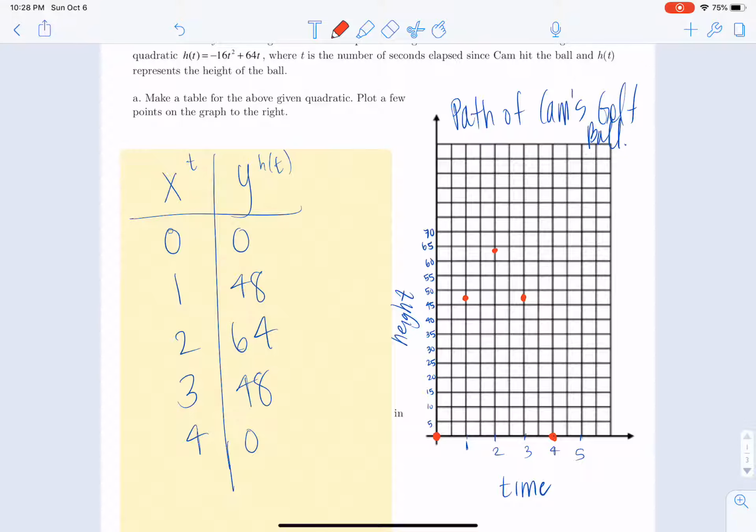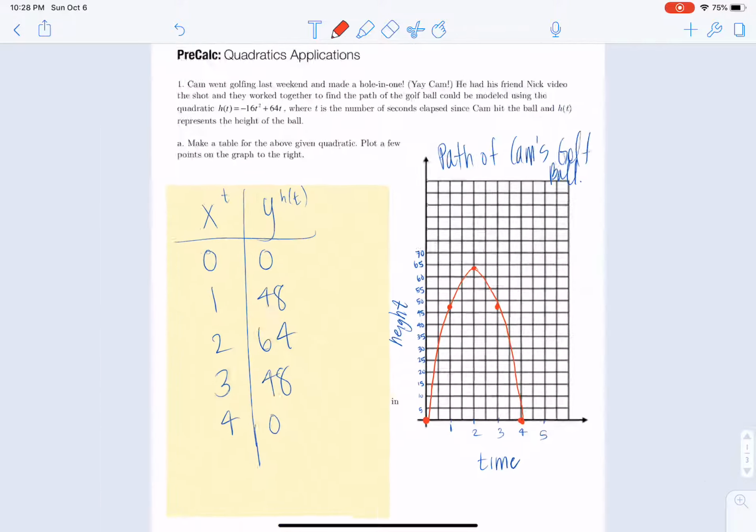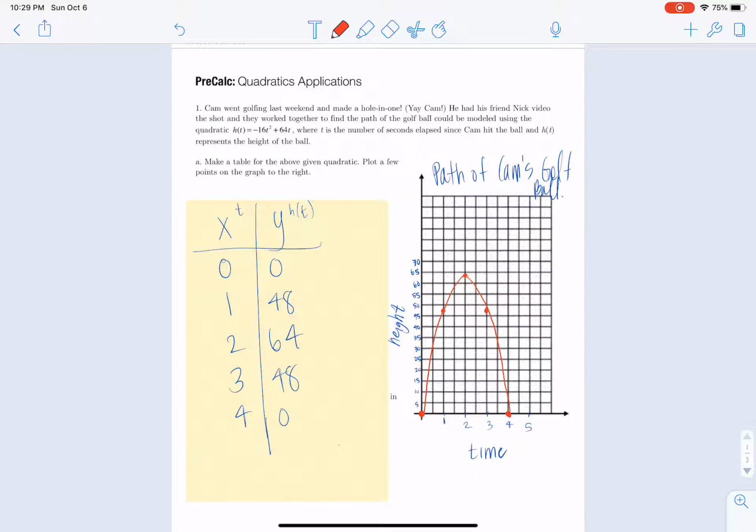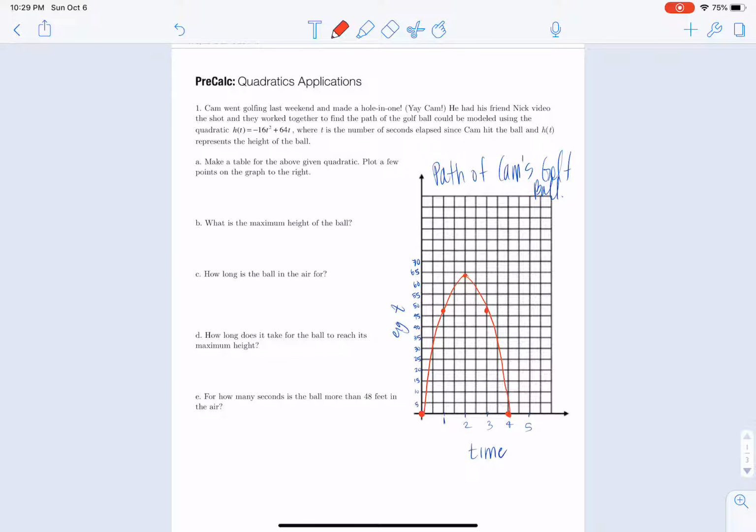If I were to roughly sketch this in as a parabola, this is what my graph would look like. I'm just going to get rid of this so I have a little more space. Here I plotted a few points, and we can see that over to the right. What is the maximum height of the ball? This is what I was talking about if you read the Canvas instructions here. We've graphed a lot of these quadratics.